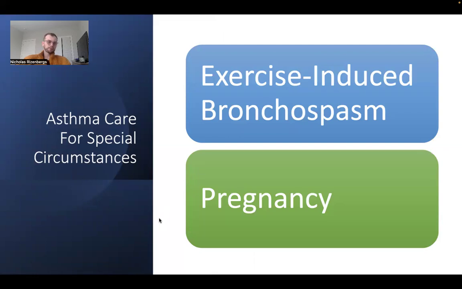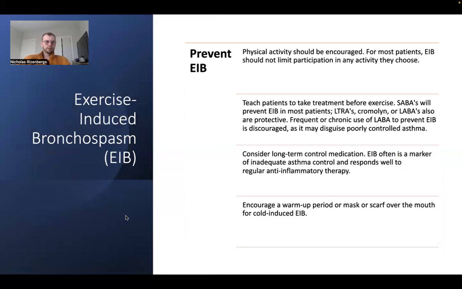So asthma care for special circumstances. We're going to go over two special circumstances. One is the exercise-induced bronchospasms, or EIB, and then pregnancy. So exercise-induced bronchospasm, or EIB, we want to prevent that. Physical activity should be encouraged for them. Just because they have exercise-induced asthma doesn't mean they should not exercise. For most patients, EIB should not limit participation in any activity they choose. You just got to be a little bit more careful and a little smarter about it.